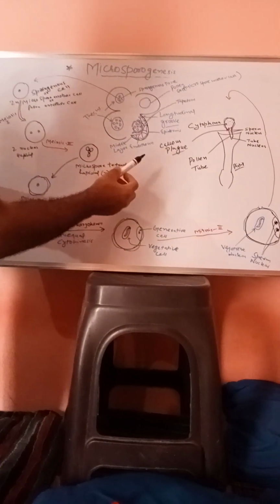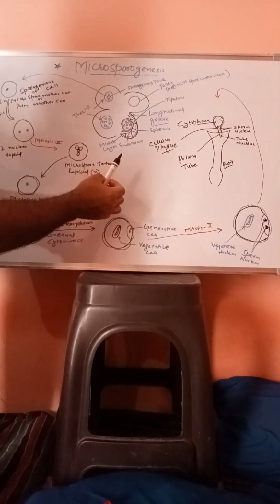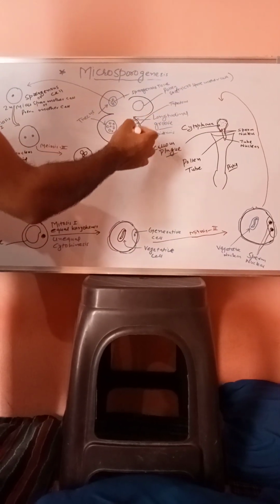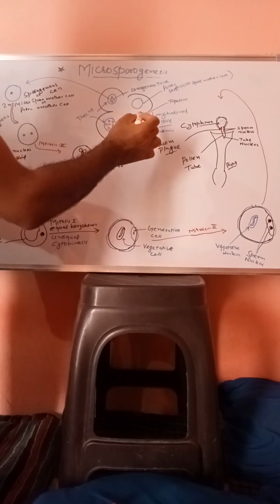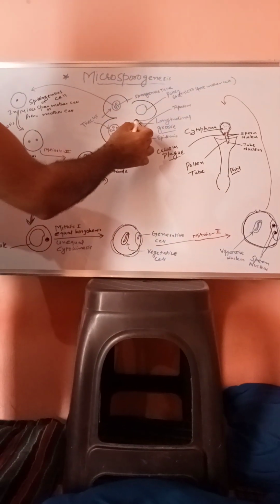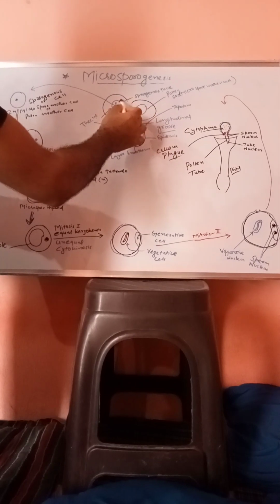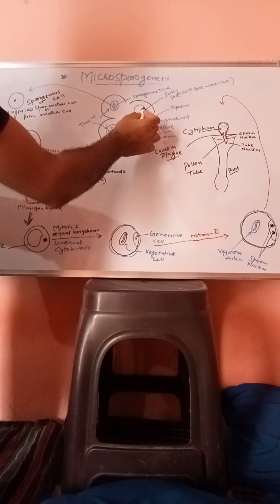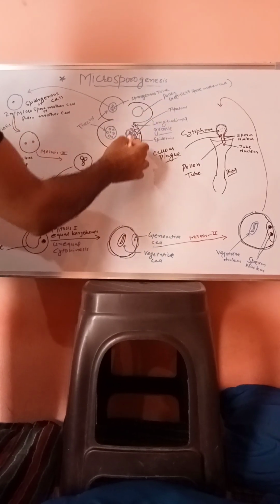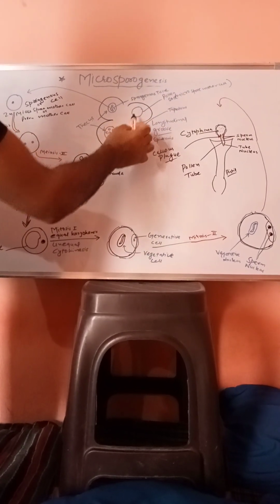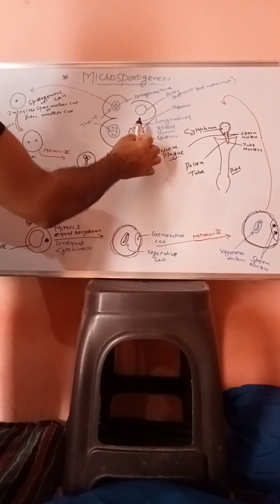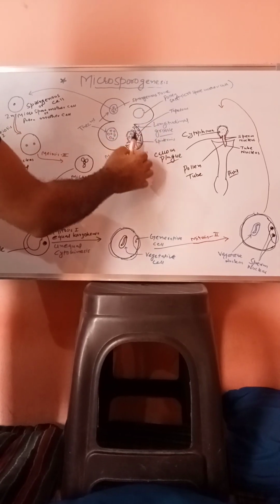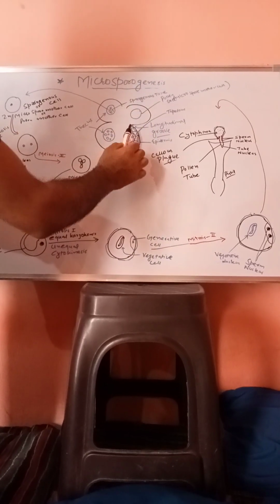Guys, this is the diagrammatic representation of the microspore formation. So I take the anther in dissection. When we cut and dissect the anther, it looks like this. These are the two lobes, bilobed, and each lobe contains two pollen sacs, called thecae. So the anther is bilobed and dithecous, because each lobe contains two thecae.